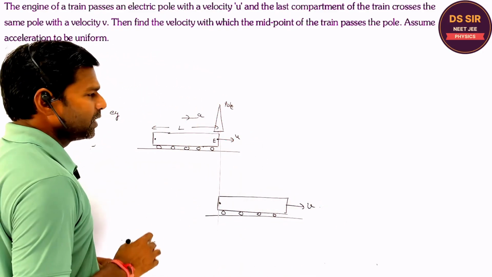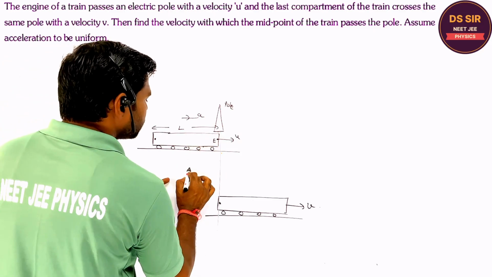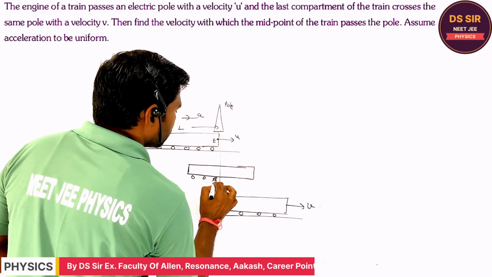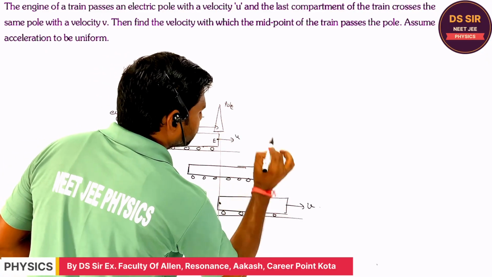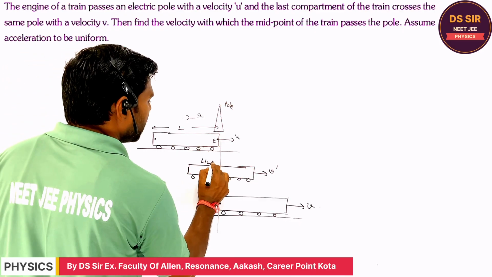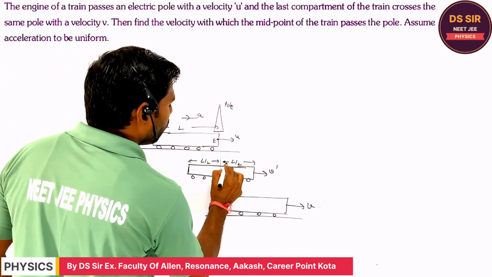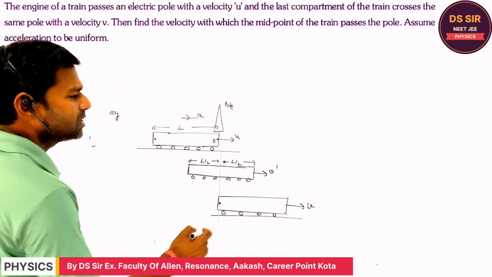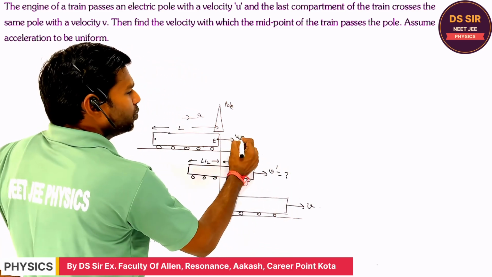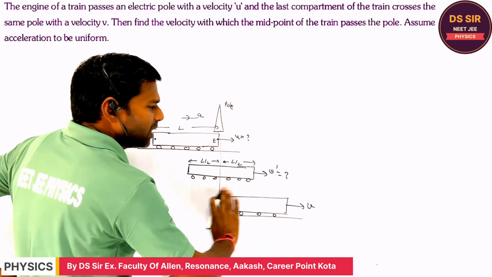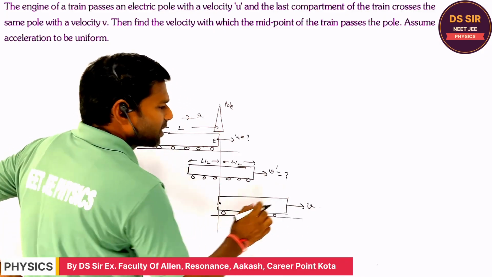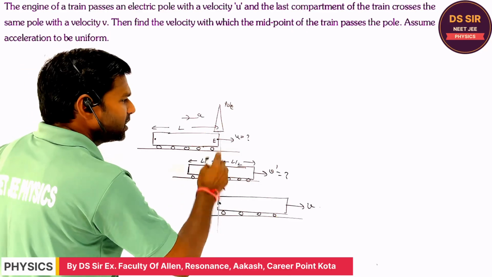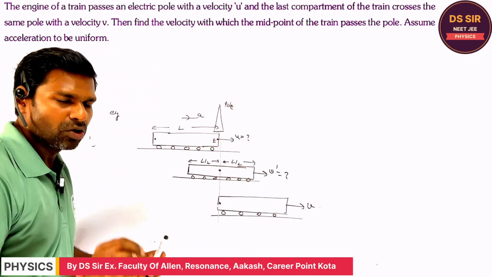So what are they asking? They are asking, when this train is crossing this pole from the middle, like this, from the mid, what is its speed? V dash. The mid means it is L by 2. So what will be the speed of the train? The initial speed is u when the engine is crossing the pole. When the last compartment is crossing, the speed becomes v. You have to find the speed of the train when the midpoint is passing through this pole. Is it clear or not, you tell?